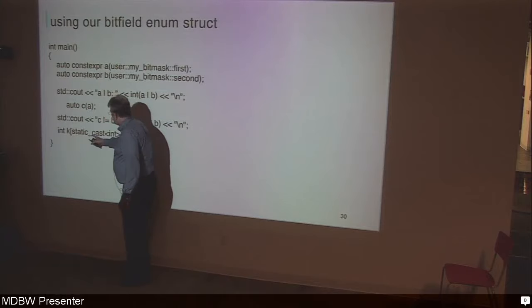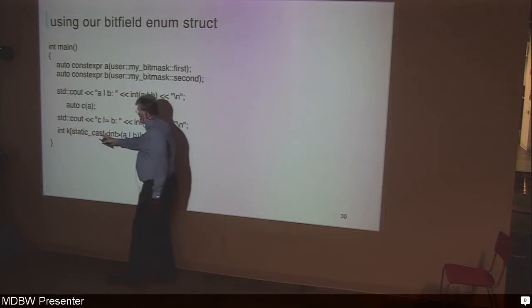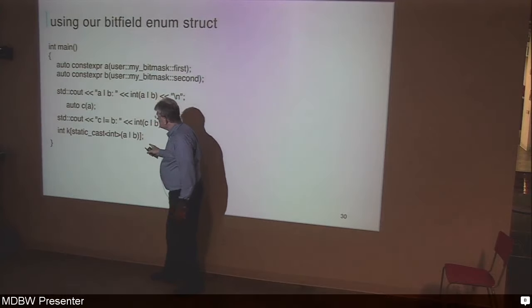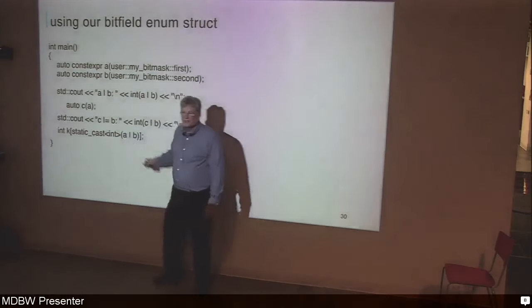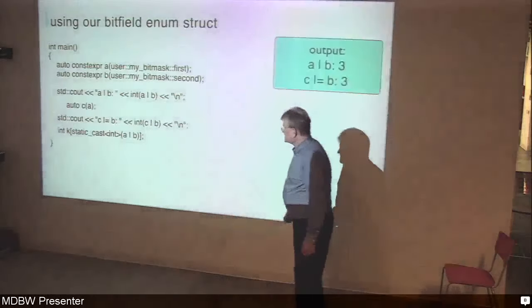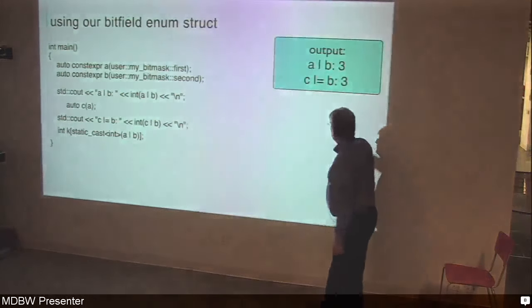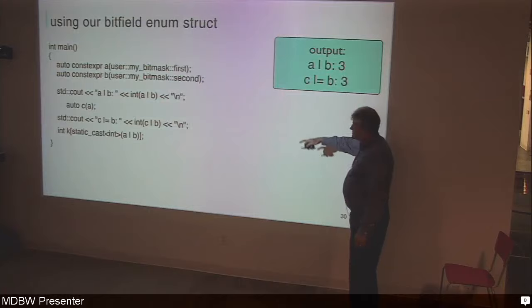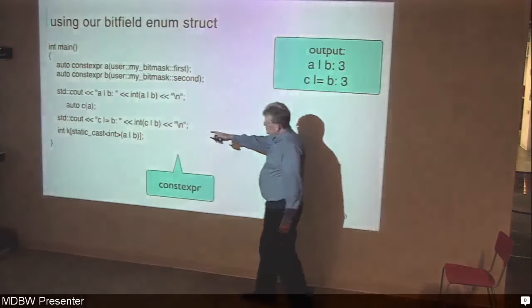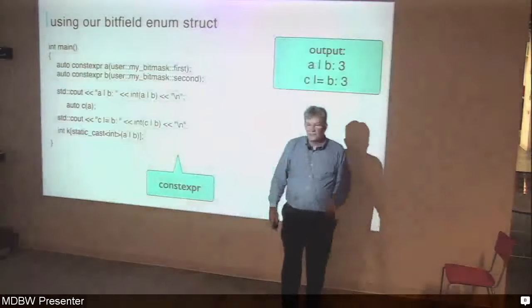I'm creating, it says int k, square bracket, static cast int a or b. What is the point of this? Yes. To demonstrate that that's context. Exactly right. Our output is identical to these guys, and this is actually doable at context, so that we can do these kinds of things.